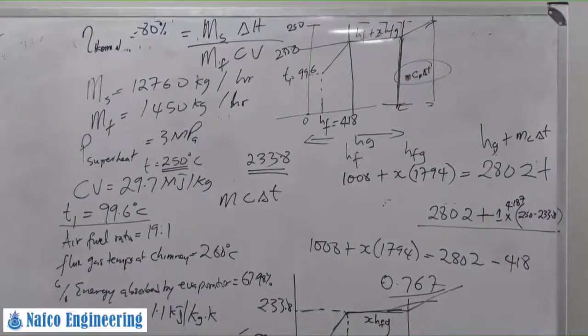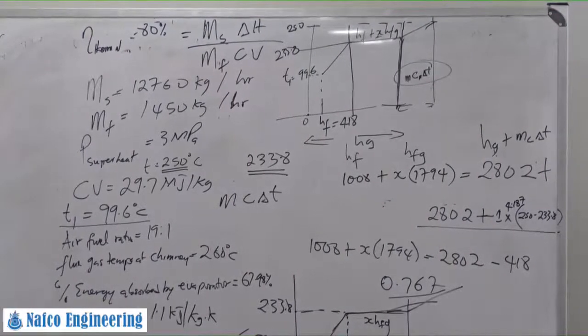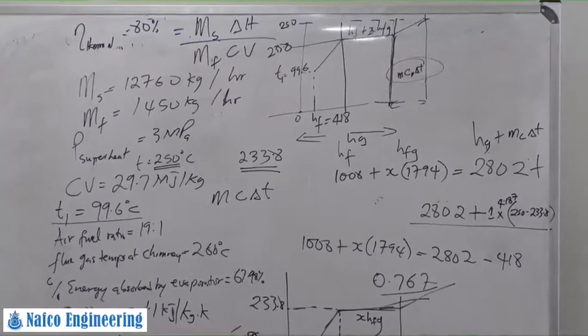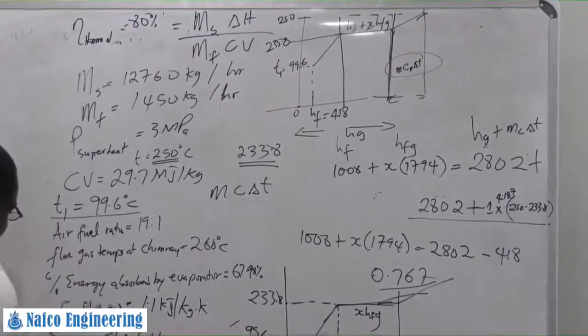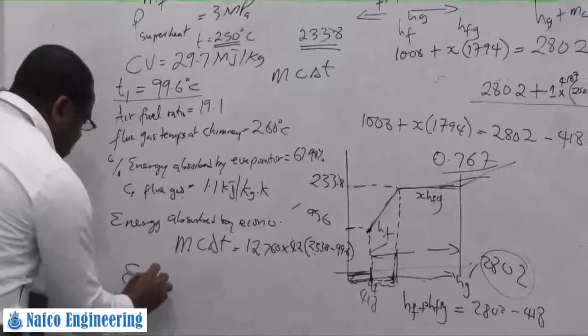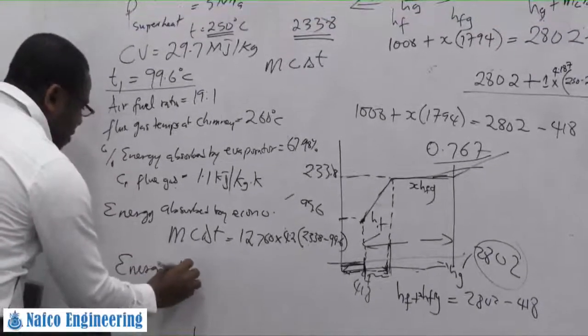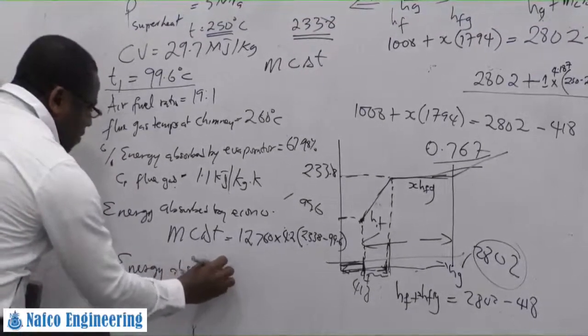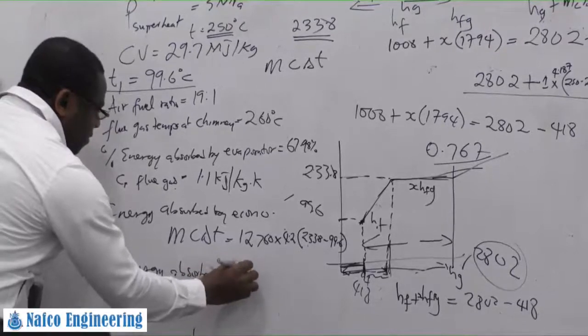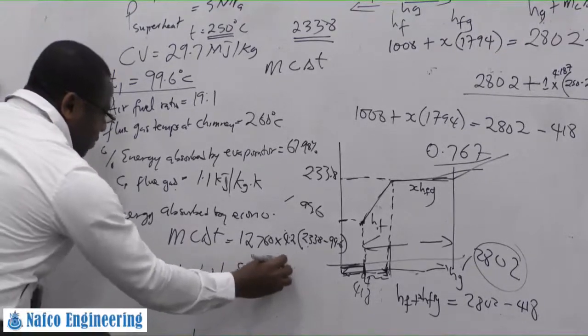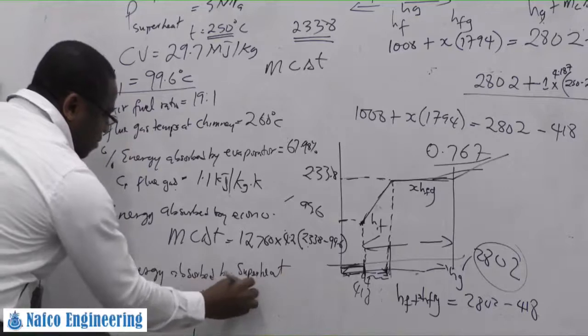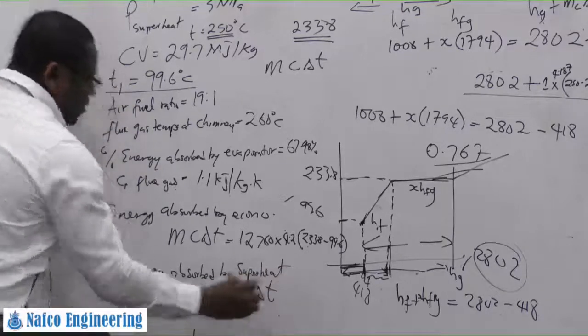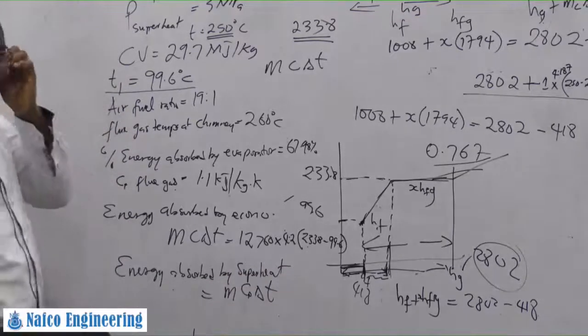MCP delta T. So energy absorbed by the superheater. Okay, so MCP delta T.